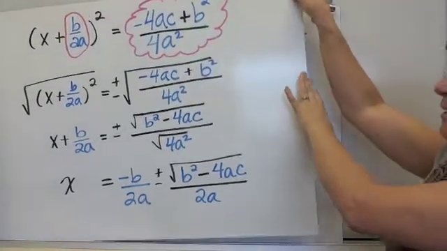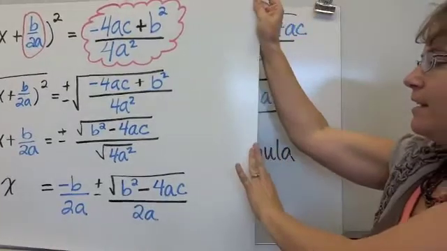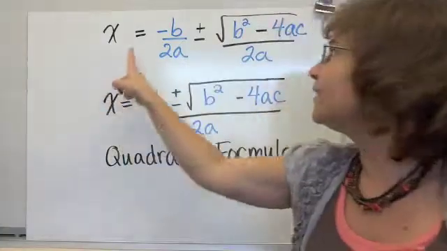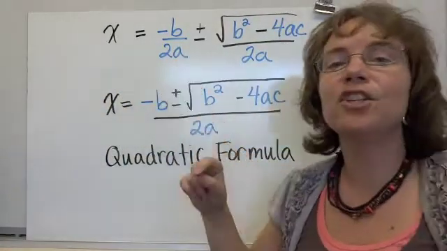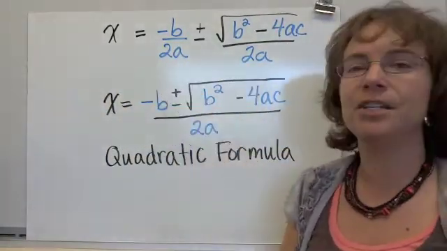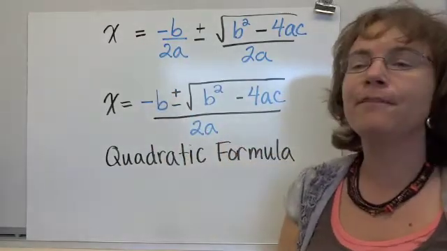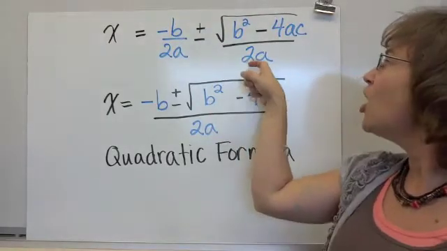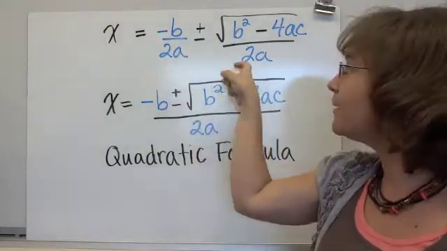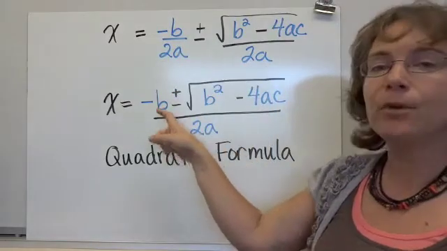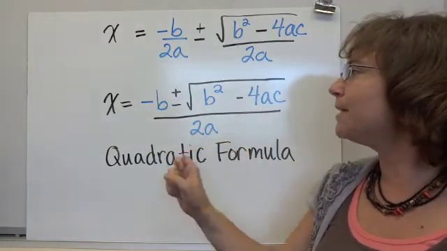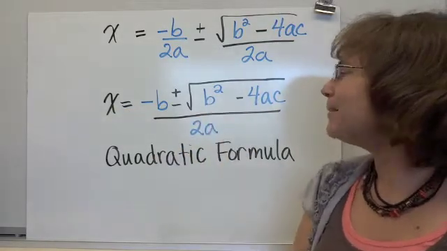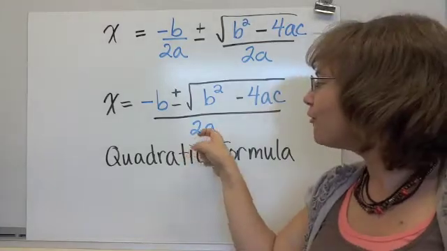Sometimes mathematicians leave it just like that. They leave it so you have two fractions, but oftentimes you will see it written over a common denominator. That's all we're going to do here. So I have x equals negative b over 2a plus or minus the square root of b squared minus 4ac over 2a. That's my common denominator. I already have a common denominator, so I'm just going to write my terms over the common denominator. X equals negative b plus or minus the square root of b squared minus 4ac all over 2a.